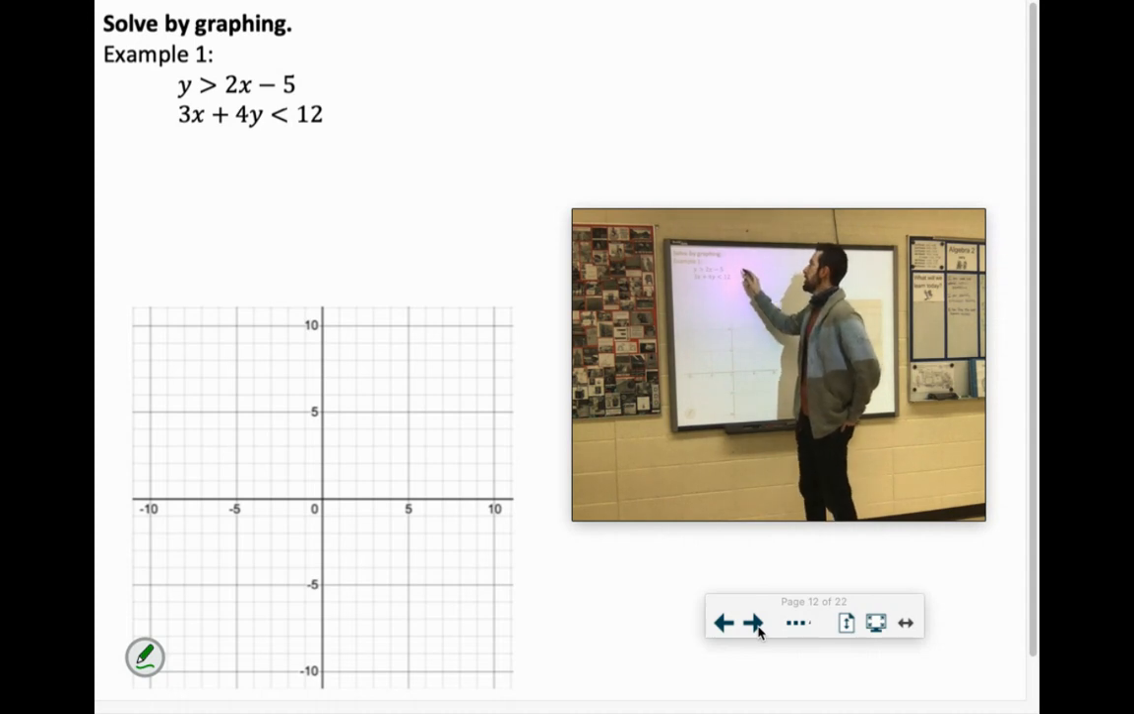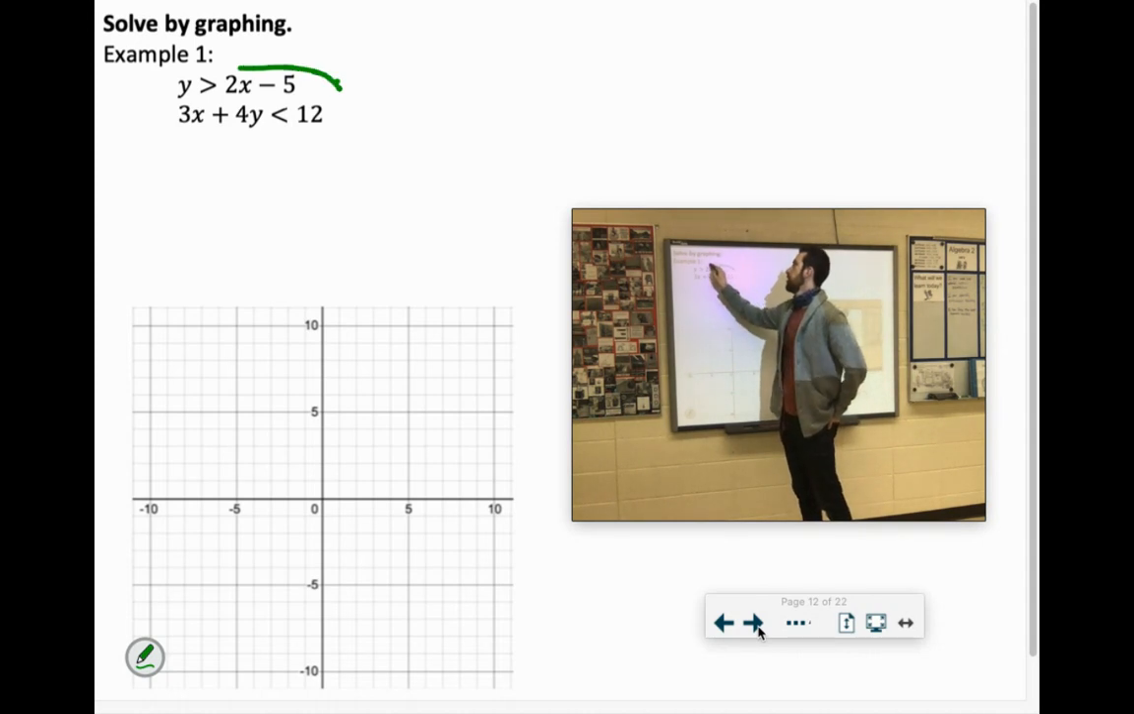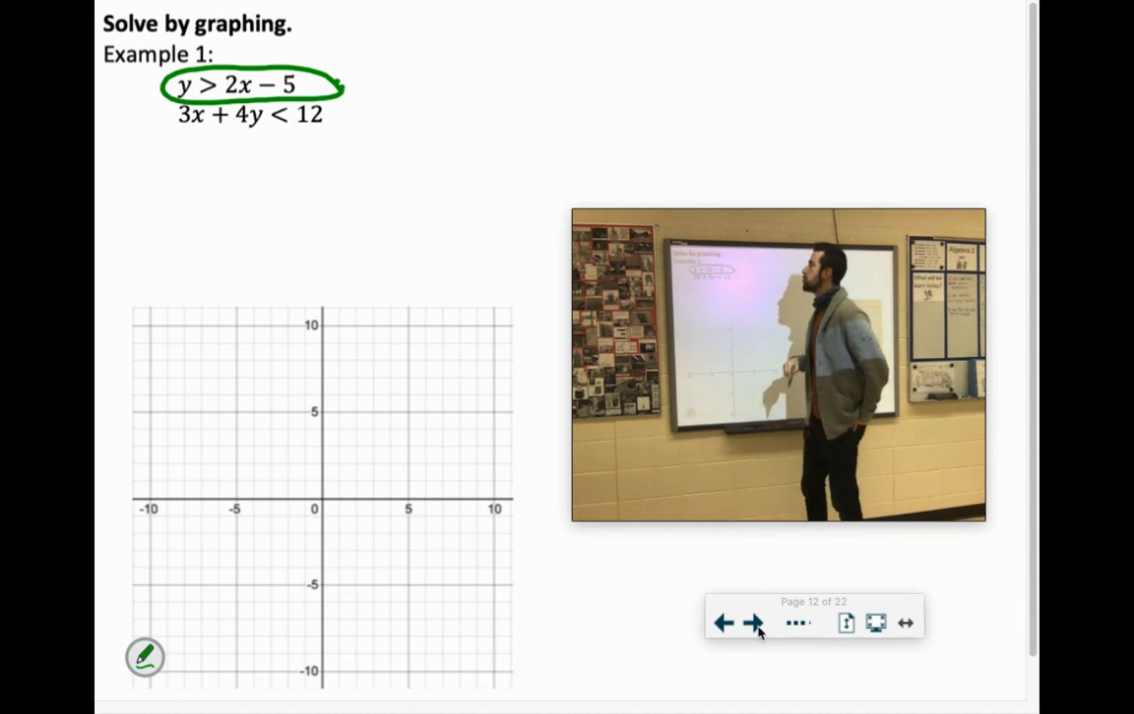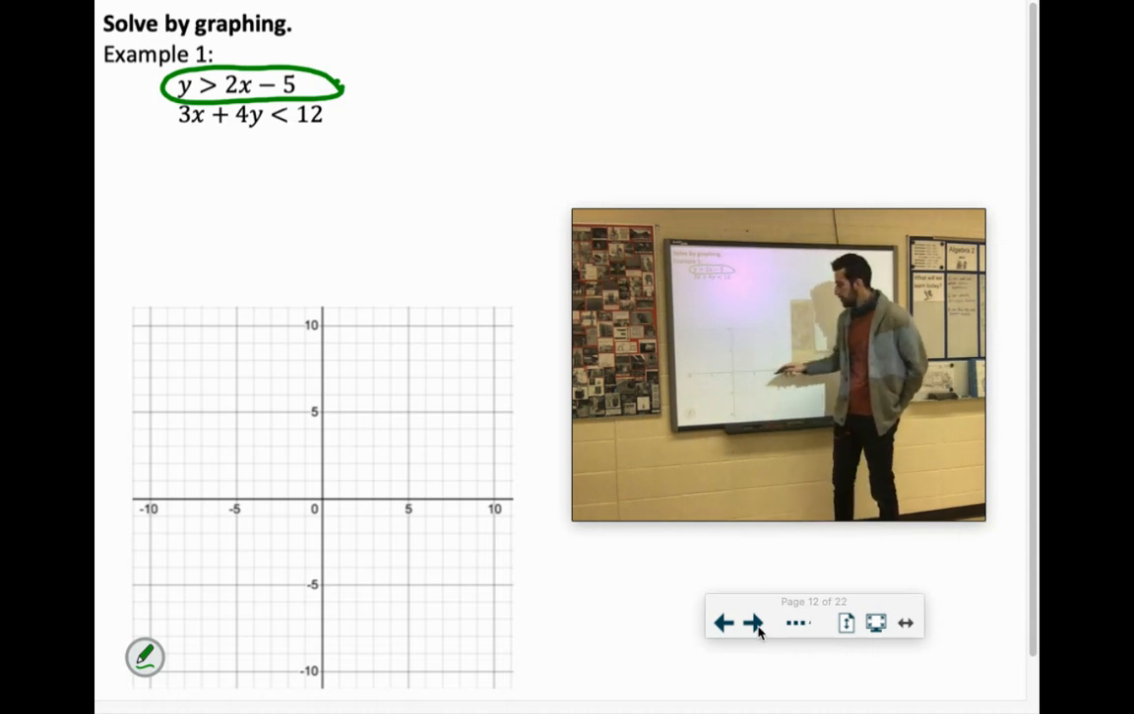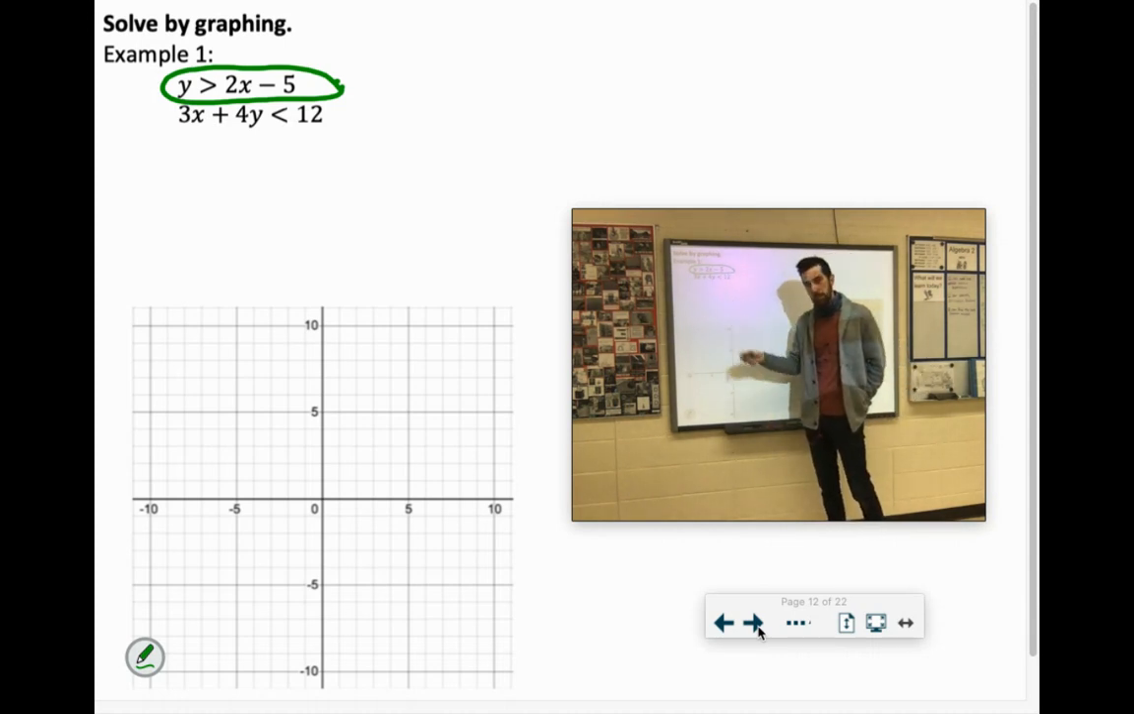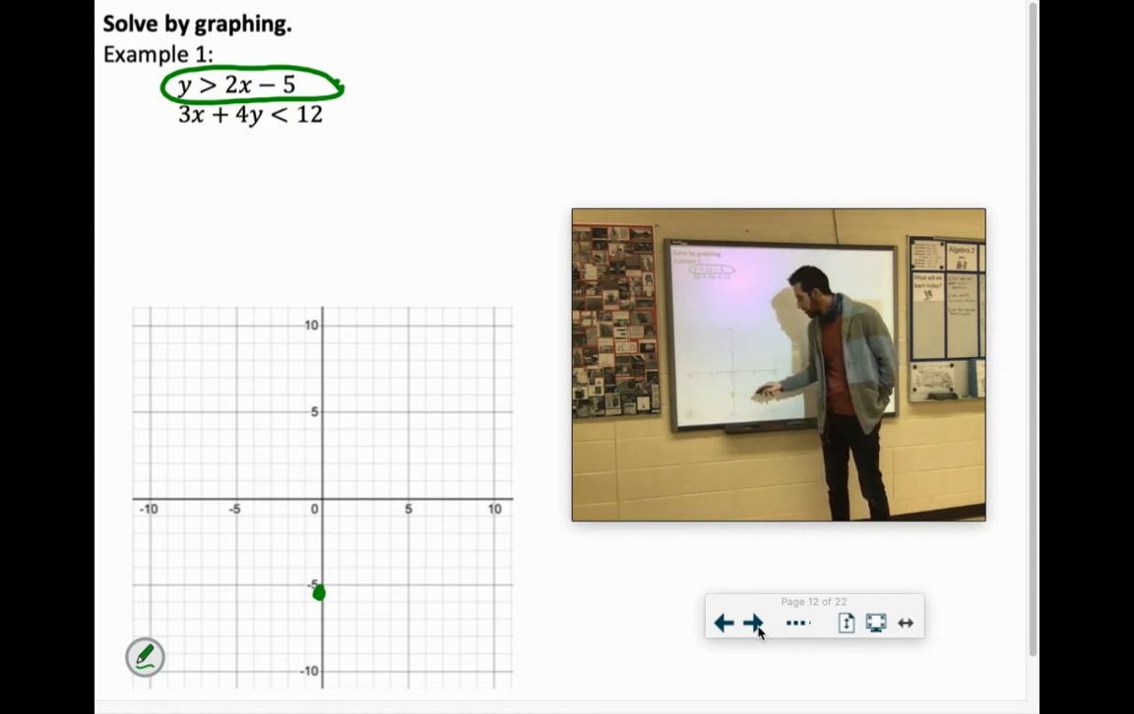So the first inequality, y is greater than 2x minus 5. You would start at the y-intercept, -5. And then our slope is 2, which is 2 over 1. So from that dot, you would go up 2 over 1. You can do that a few times, up 2 over 1. We said that is a dotted line.